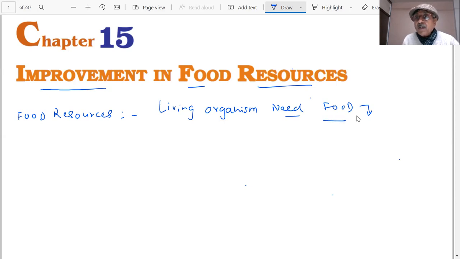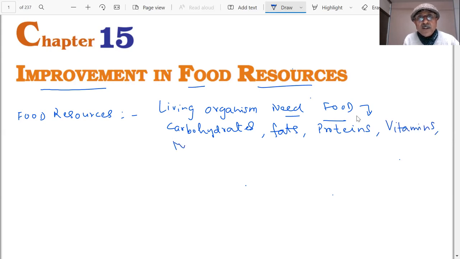Food provides you what? What are the basic materials present in the food in terms of chemical composition? You are eating carbohydrates, fats, and proteins. The living organism also needs vitamins and minerals. So any living organism will need all these things for our growth, for our health, for our fitness. We will always constantly need all these vitamins, minerals, carbohydrates, and fats.